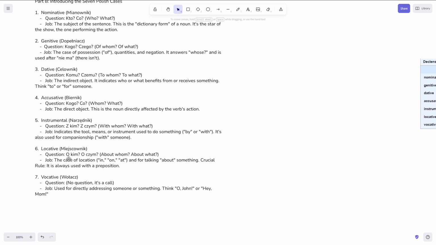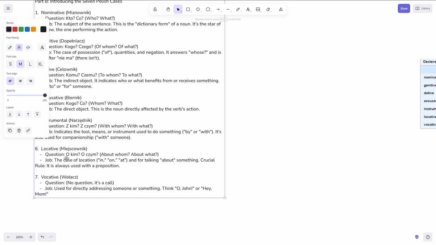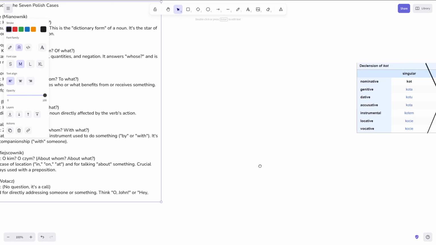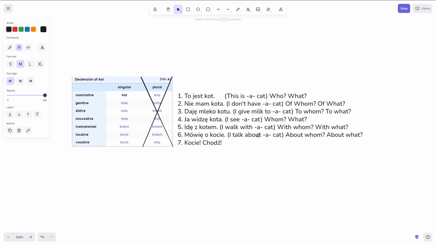When we look over there, we can see that, yes, indeed, the locative is the one that should be focused on answering about whom or about what, okay? I talk about, and we need to put a noun in a form that answers the question about whom, about what. I talk about, well, about cat, o kocie, o kocie.